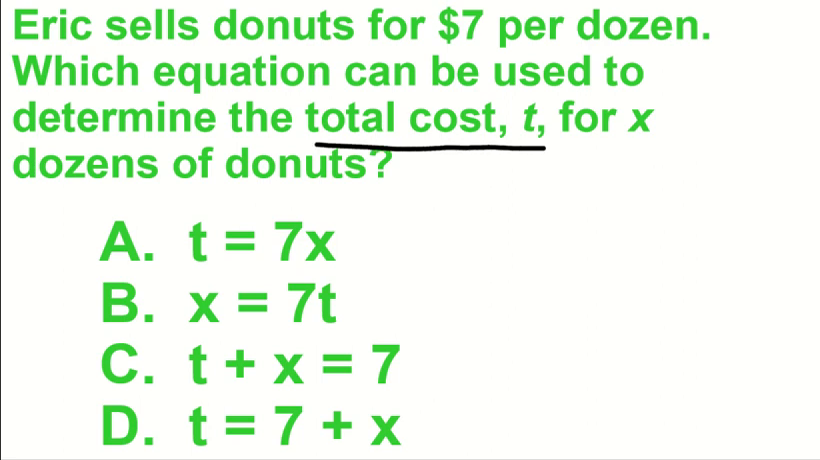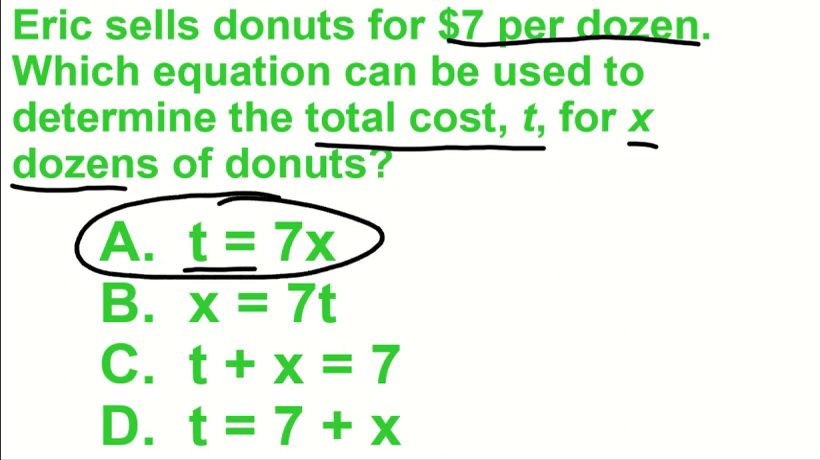Total cost T. Totals are the y's a lot of times. We want it to be y equals or whatever the total is equals. So that means that's where the T equals comes from, okay? Then the other part of it is if we got x dozens of donuts at $7 per dozen, that means one dozen costs $7. Well, 2 dozen would cost $14. 5 dozen would cost $35. You multiply those numbers together, that's what A does. Questions on that?